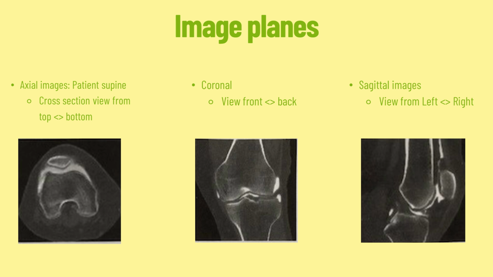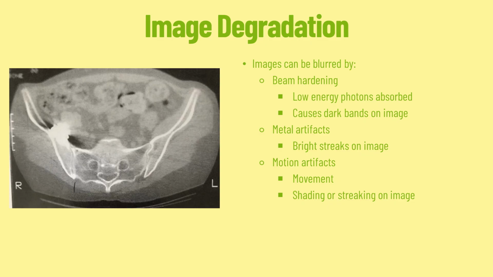There are a couple things within the CT scan that can go wrong and cause image degradation or a faulty view of the image. So things like beam hardening, which is when the low energy photons get absorbed into the tissues and it causes dark streaks along the image.